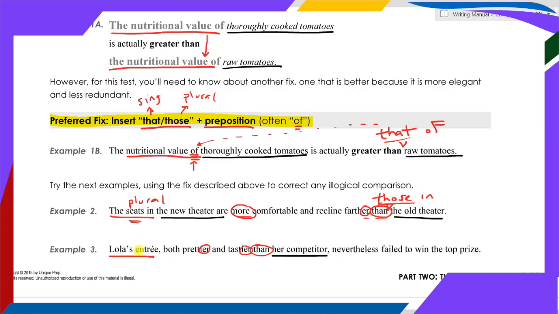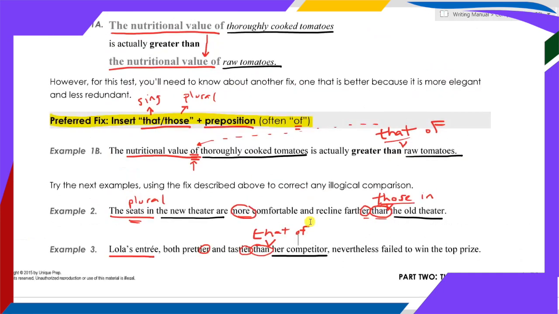We cannot compare the entree that one of the competitors cooked to the other competitor herself. What we would need to do here is say Lola's entree was prettier and tastier than the entree of, or we can use that more elegant fix, that of her competitor. Lola's entree was prettier and tastier than the entree of her competitor. Now we have a clear comparison.